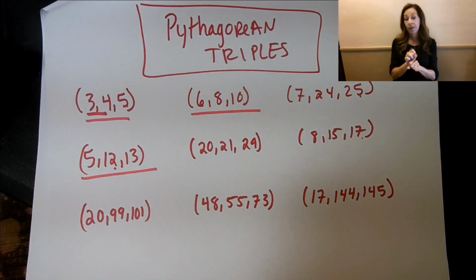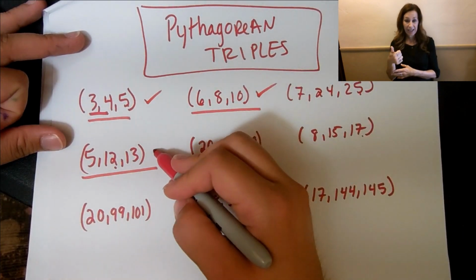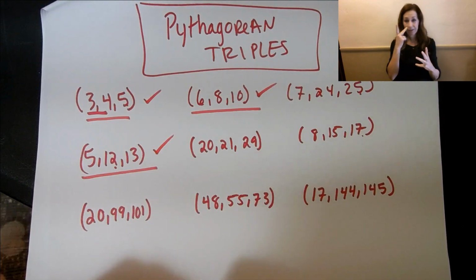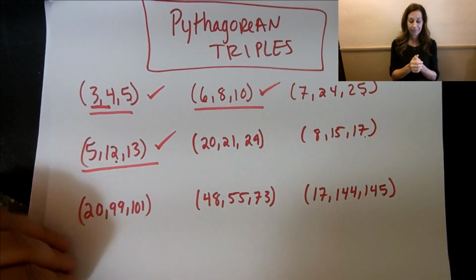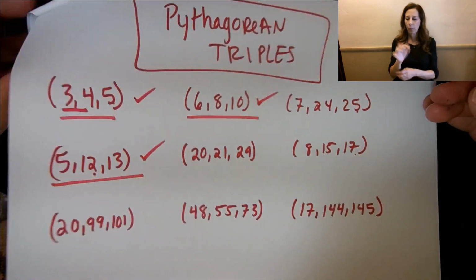So the ones that we've already seen so far were the 3, 4, 5, the 6, 8, and 10, and the 5, 12, and 13. We saw those ones. So these are the ones that produce a nice whole number, a rational number, as an answer.